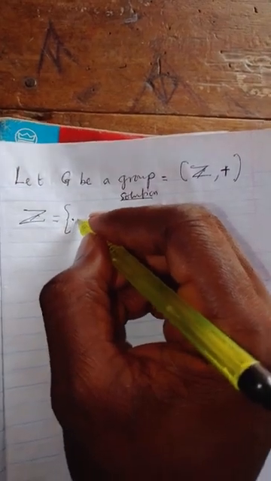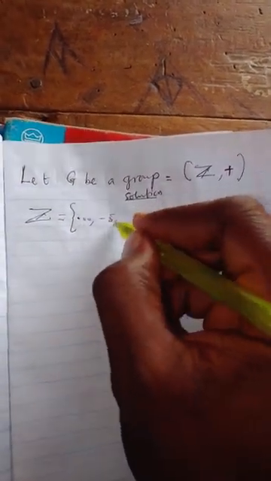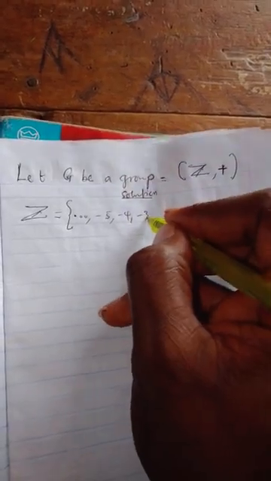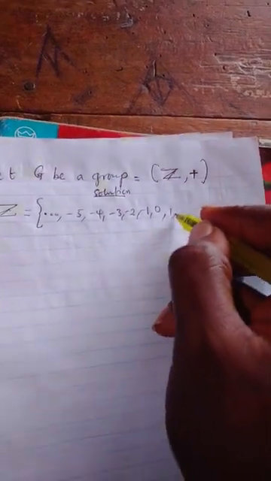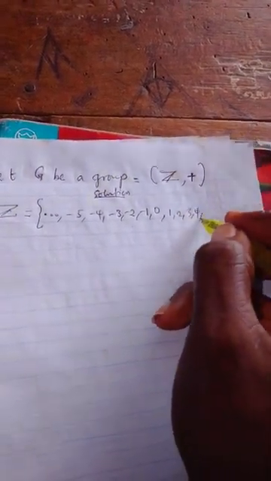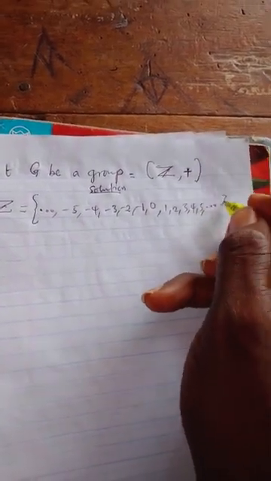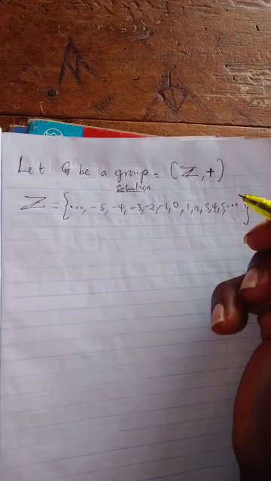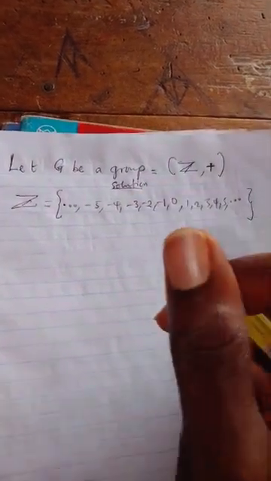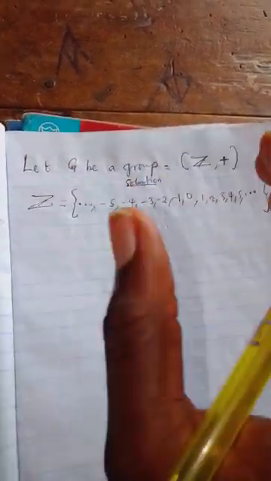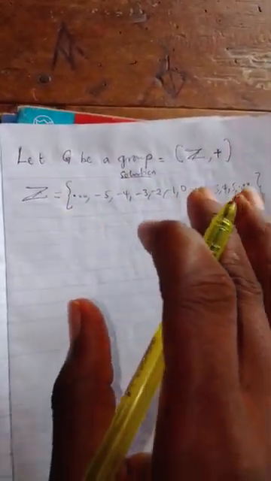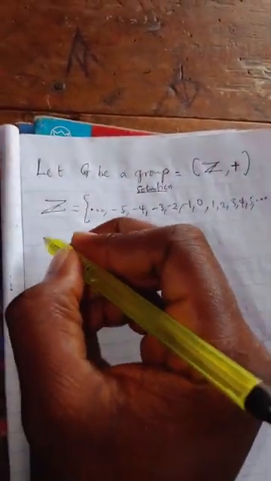So let me just write dots. So I write -5, -4, -3, -2, -1, 0, 1, 2, 3, 4, 5, dot. Are you following me now? So now let's check all those axioms for us to show whether it is a group or otherwise an abelian group. All right, so let's start with the closure property.